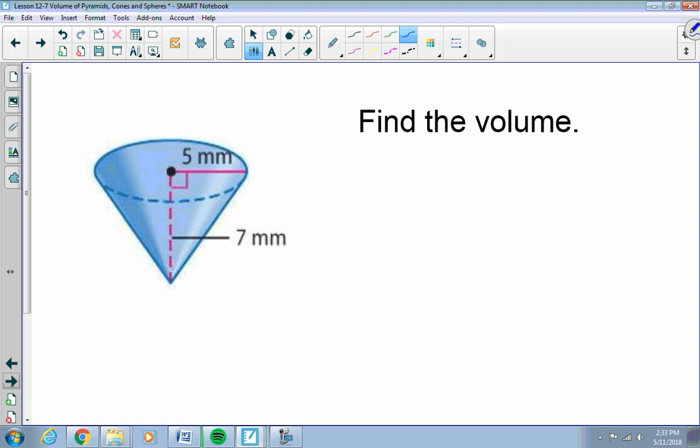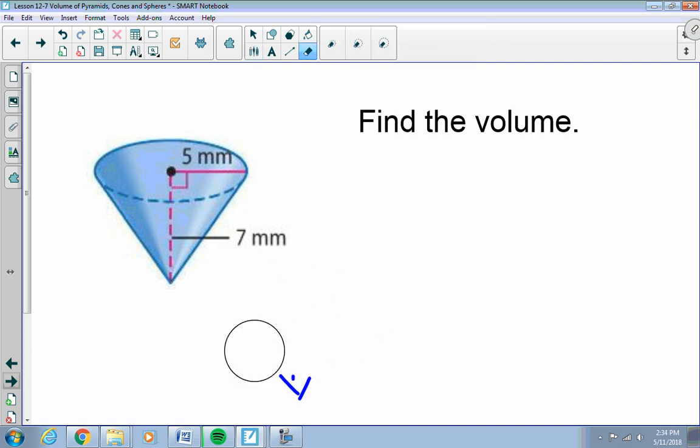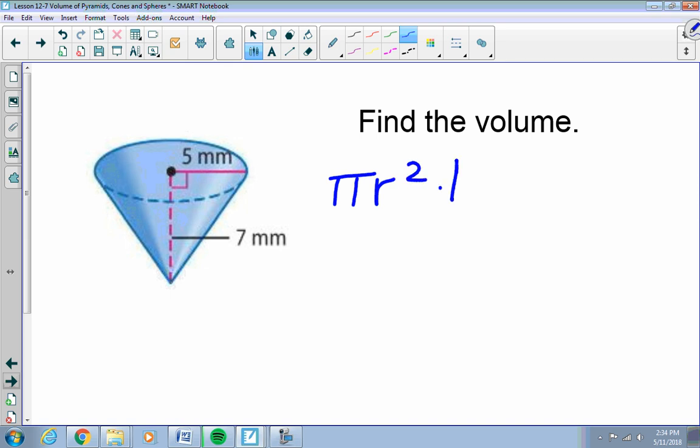If you don't know how to draw it, you're just going to draw a circle, and that's how you draw a cone. First of all, please make sure you write out the equation so you know what you're doing. It's pi radius squared times your height divided by 3.